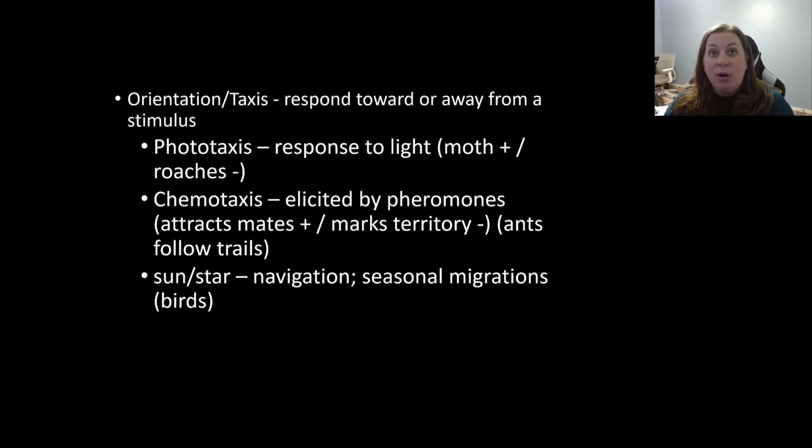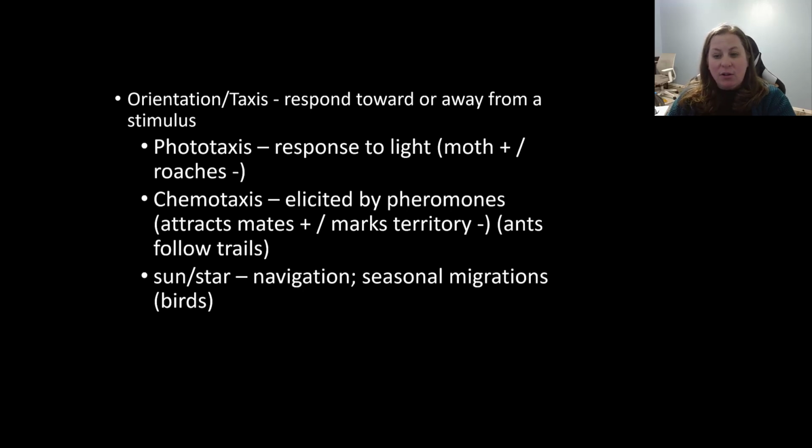On the other hand, roaches or cockroaches are not. When you turn the light on, they scurry and hide. They get away from the light. So they have a negative response to phototaxis. Another one is chemotaxis. This is going to use chemicals or pheromones. They're going to use these chemicals to attract mates in a positive way. But we also see that they could mark their territories, keeping other individuals away, as a negative form of marking. A good example of chemotaxis is ants.